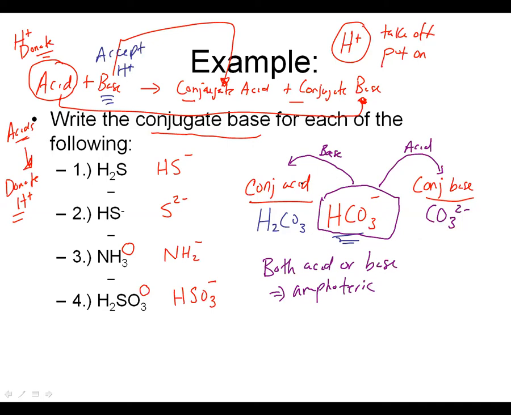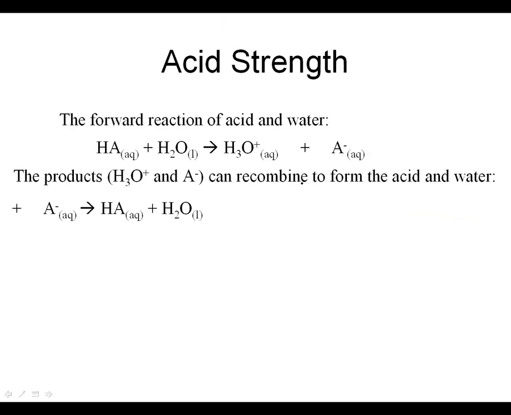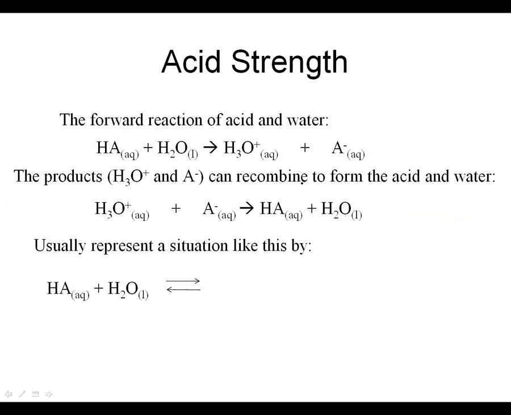Any questions on acid conjugate base pairs or how to write them? Obviously, you do need to be able to identify what's an acid. You need to be able to identify what is a base, and obviously what's a conjugate acid and base. And obviously, if you're given either an acid or a base, be able to write the conjugate acid or conjugate base for those guys. Any questions on any of those?